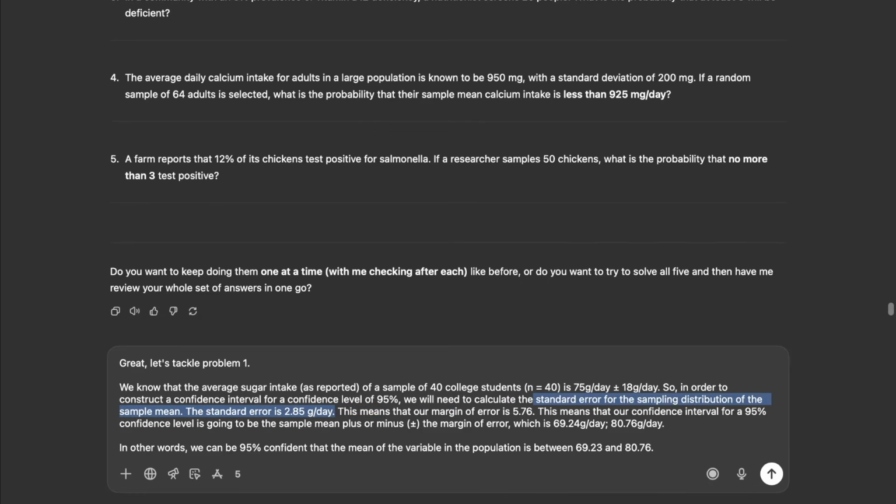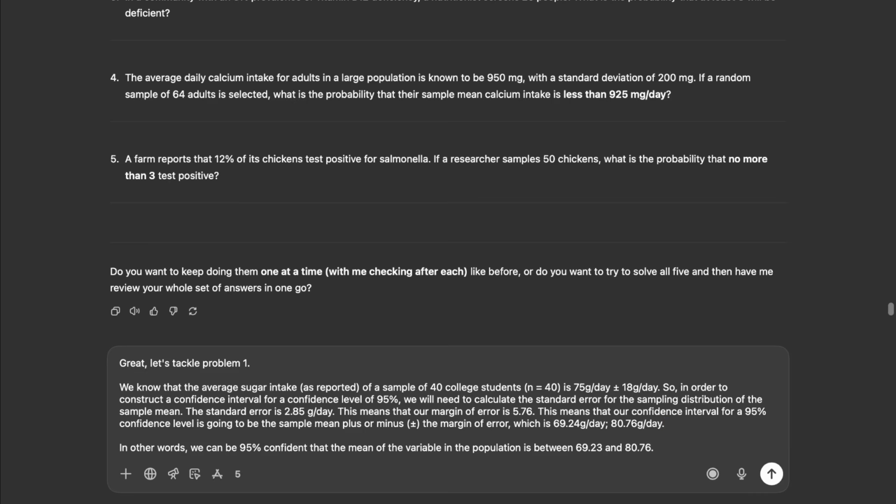This means that our margin of error is 5.76, according to the respective t-score for the respective confidence level and 39 degrees of freedom. This means that our confidence interval for a 95% confidence level is going to be the sample mean plus or minus the margin of error, which is 69.24 grams per day to 80.76 grams per day.